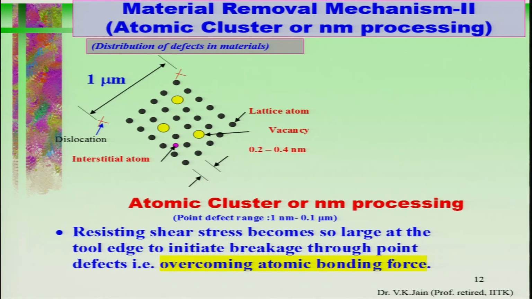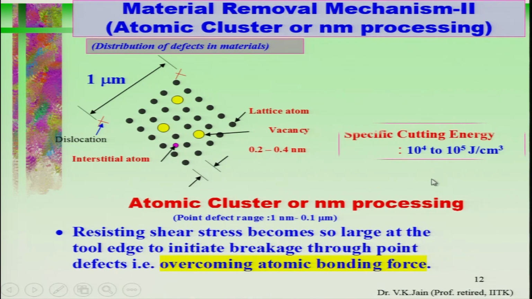But at that point of time, even a brittle material can be sheared just like a ductile material. Let us see. The specific cutting energy in this particular case becomes 10⁴ to 10⁵ joules per cubic centimeter. Sorry, in the earlier case, if you recollect, it was just 10⁻³ joules per cubic centimeter.